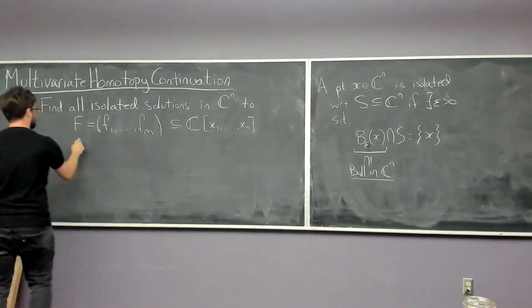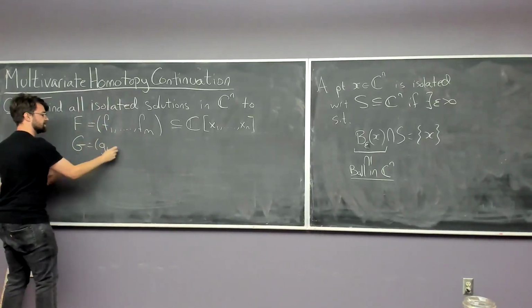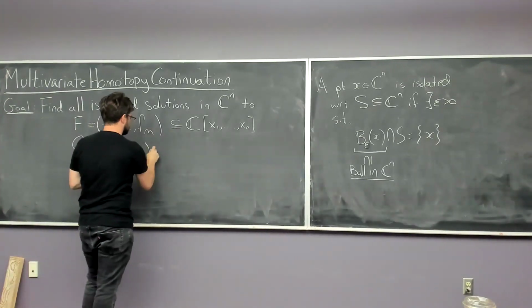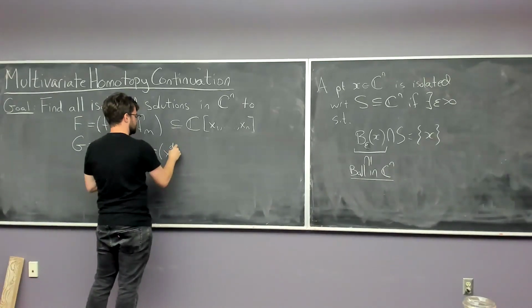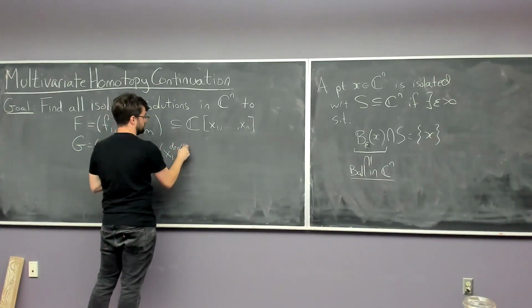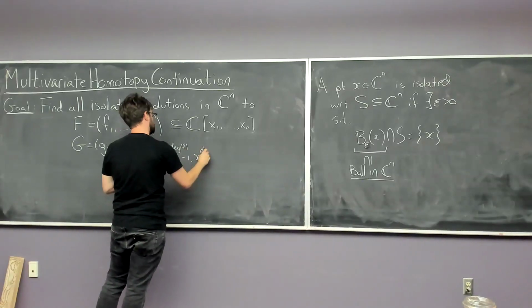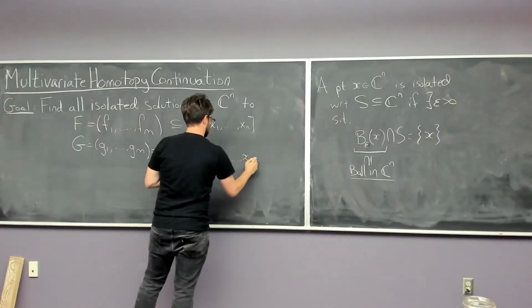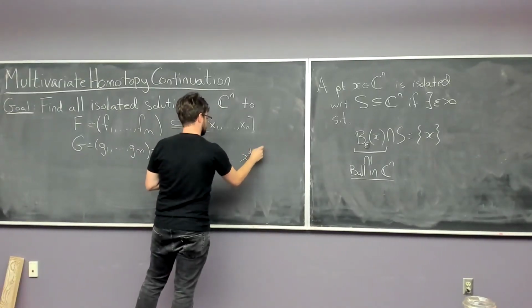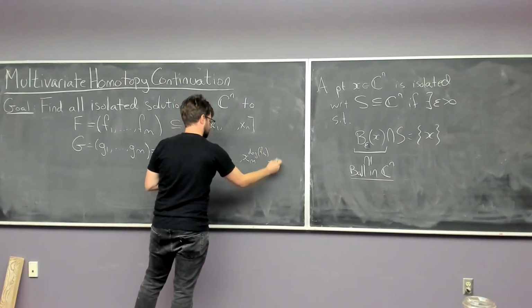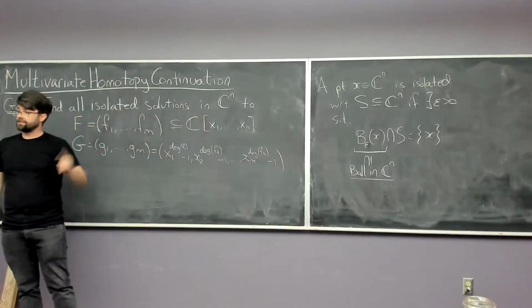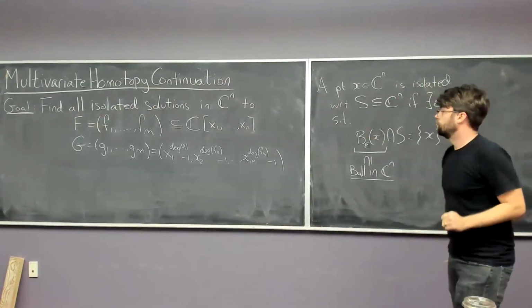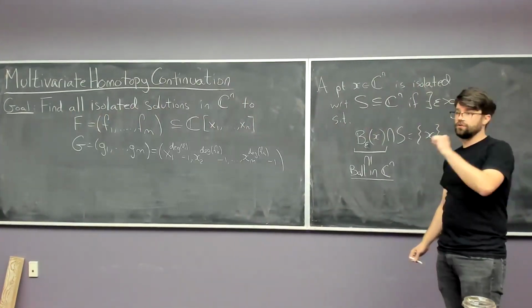So Rajwal suggests let's pick a start system. We'll call it G, so we don't have to switch any of our notation. It's going to be X1 to the degree of F1 minus 1, X2 to the degree of F2 minus 1, up to XM to the degree of FM minus 1. And the two questions we ask: one, does this have isolated solutions? Two, can we find them? One of those answers is yes, and one of those answers is no currently.